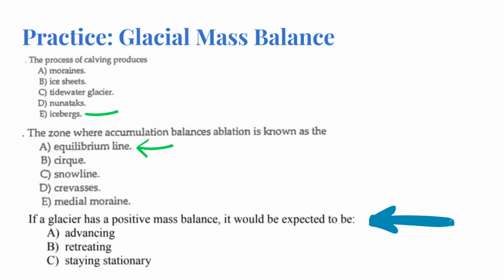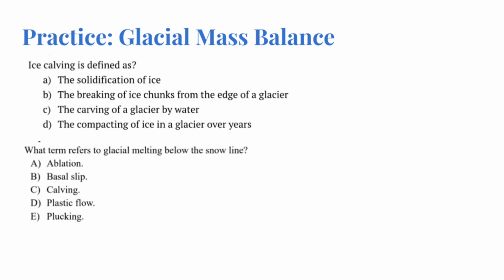So if a glacier has a positive mass balance, it would be expected to. Okay, so positive mass balance means that there's a greater accumulation rate compared to the ablation rate. So it's going to be advancing. The answer is A. So what is ice calving? Ice calving is defined as what? Again, B. B is the answer. The breaking of ice chunks from the edge of a glacier.